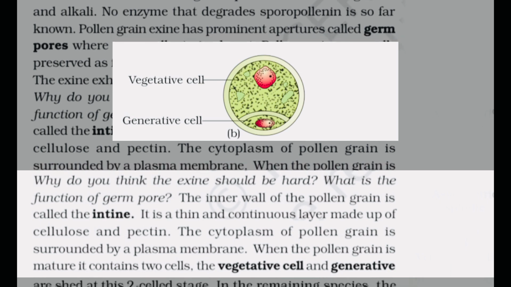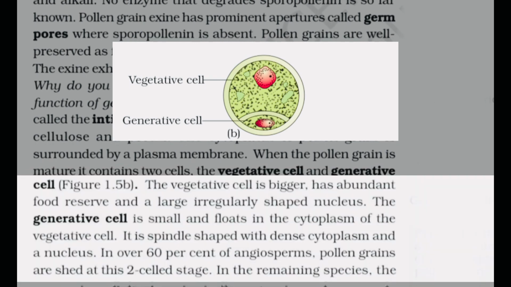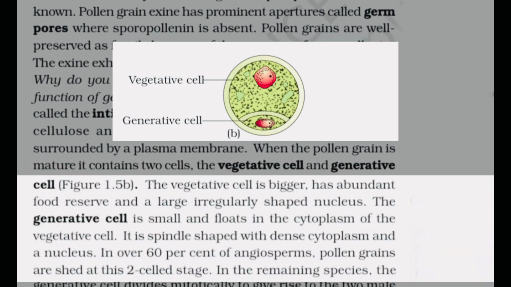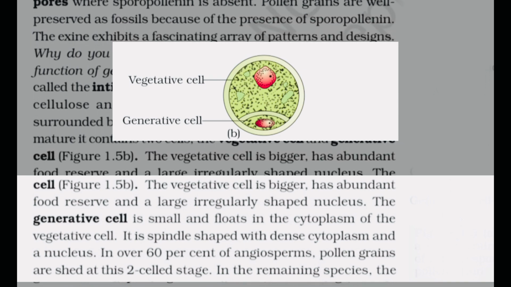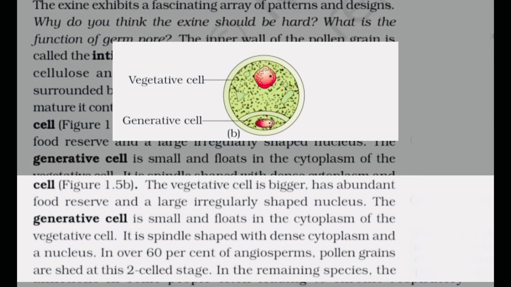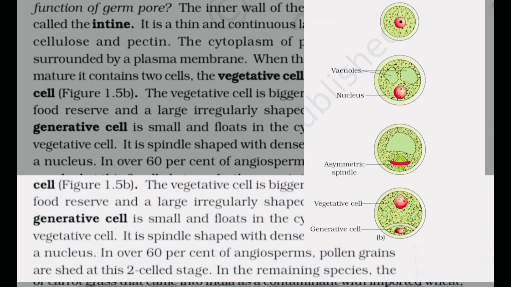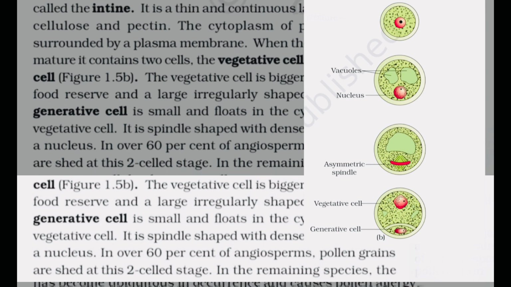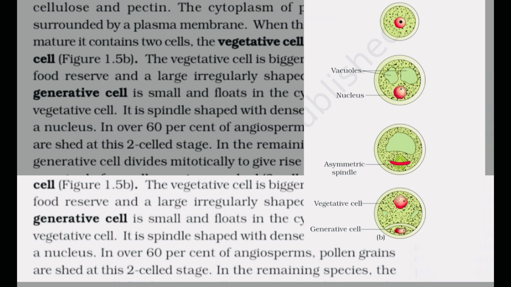When the pollen grain is mature, it contains two cells, the vegetative cell and generative cell. The vegetative cell is bigger, has abundant food reserve and a large, irregularly shaped nucleus. The generative cell is small and floats in the cytoplasm of the vegetative cell. It is spindle-shaped with dense cytoplasm and a nucleus. In over 60% of angiosperms, pollen grains are shed at this two-cell stage. In the remaining species, the generative cell divides mitotically to give rise to the two male gametes before pollen grains are shed, the three-cell stage.